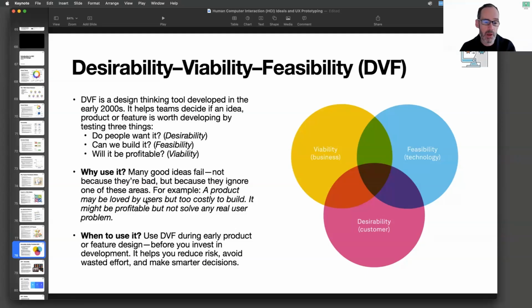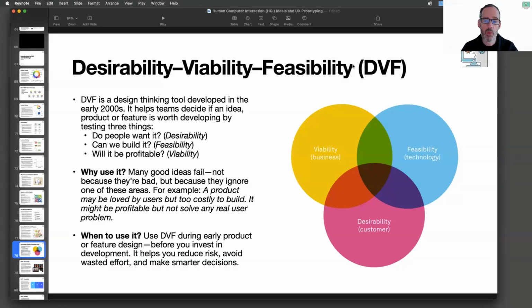So a product might be loved by users, but it could be too costly to build. And it might be profitable in some ways, but that could be initially because it might not solve a real user problem. So when should you use it? You can use DVF during product or feature design. And really, before you invest a lot of money and time in building something, it helps you to reduce risk, avoid wasted effort, and make smarter decisions.